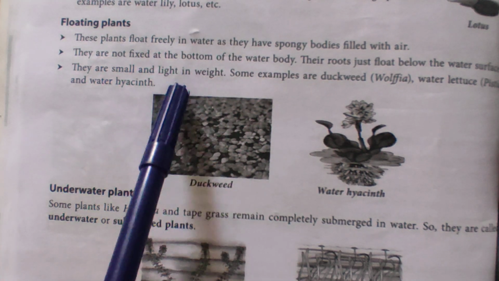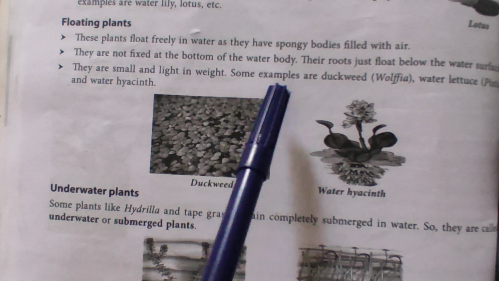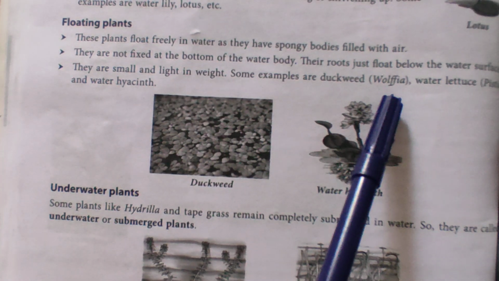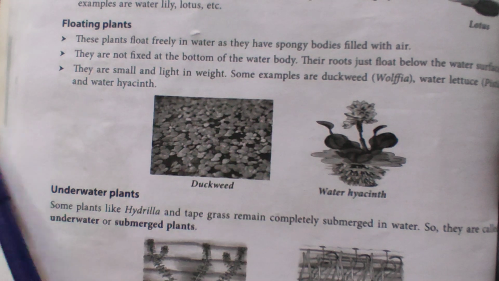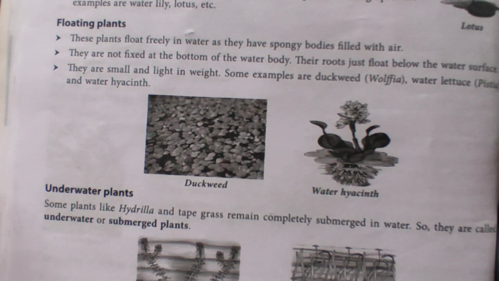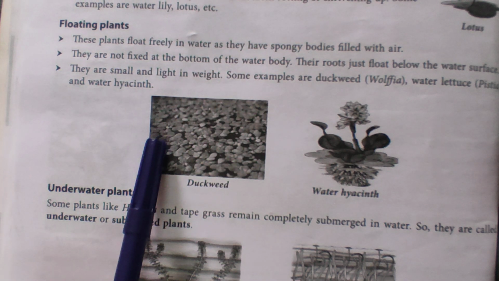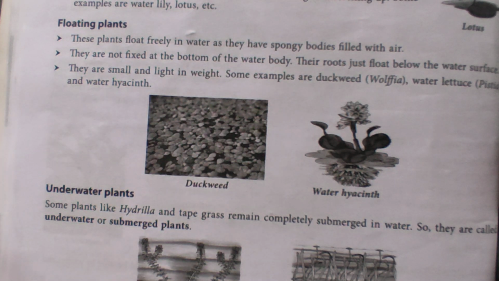They are small and light in weight. Some examples are duckweed, that is Wolfia, water lettuce, Pistia, and water hyacinth. These are the examples of floating plants. Now, see here. This is duckweed, and that is water hyacinth.